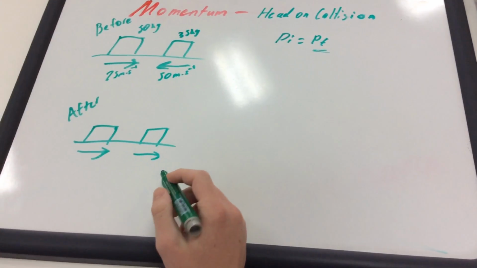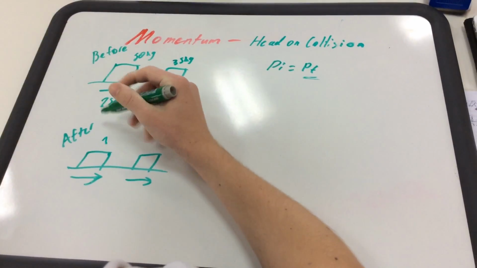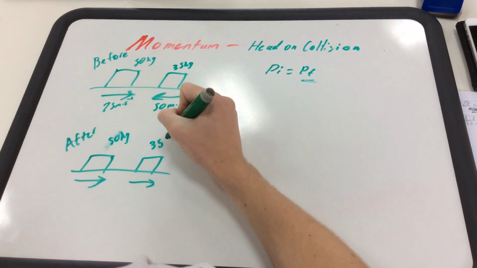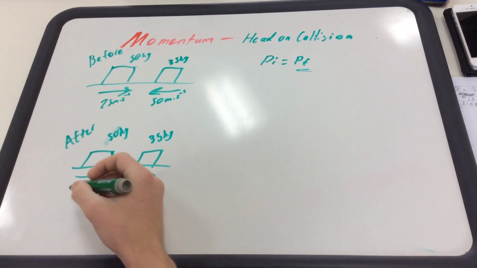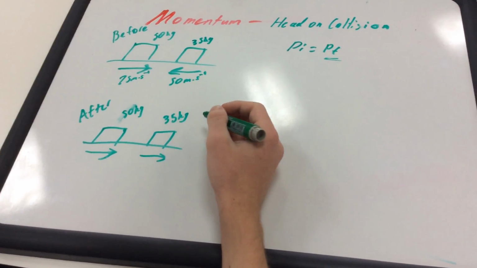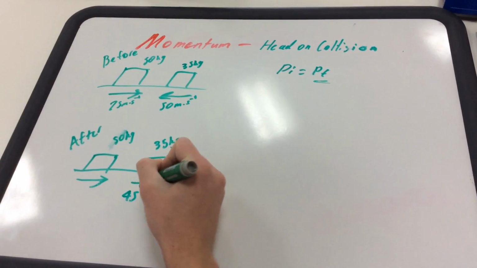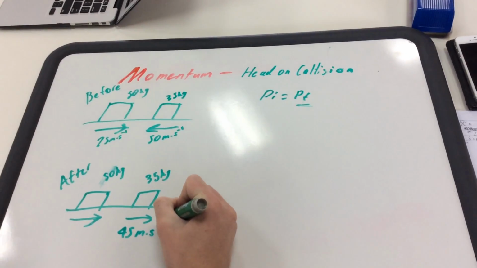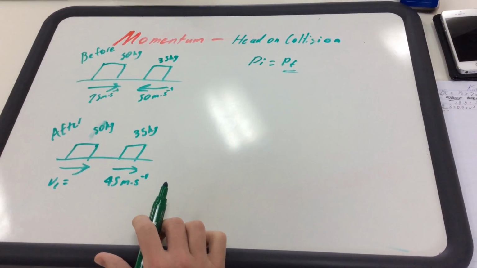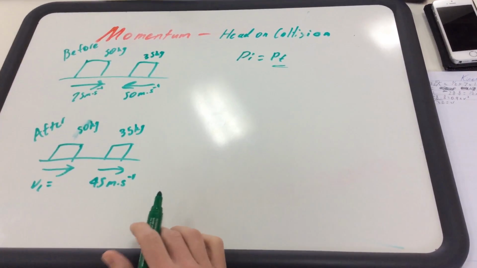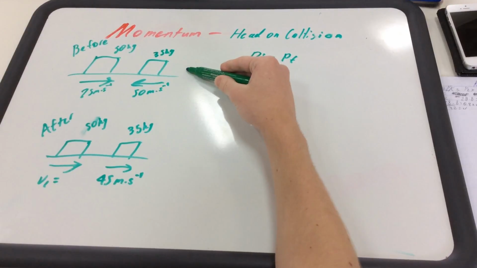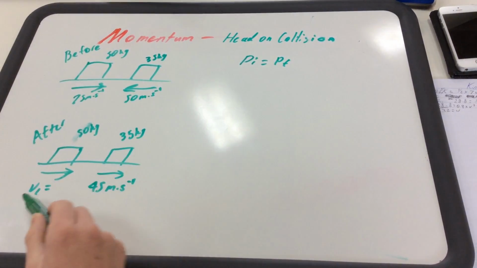After the collision, it would result with both cars, both the 50 kilogram car and the 35 kilogram car. The 35 kilogram car drastically changes from 50 going to the left to 45 going to the right. But we're unsure of the 50 kilo car's velocity after this collision. We can find this out using the law of conservation of momentum, where this equation here should equal this equation here, giving us our mystery number.